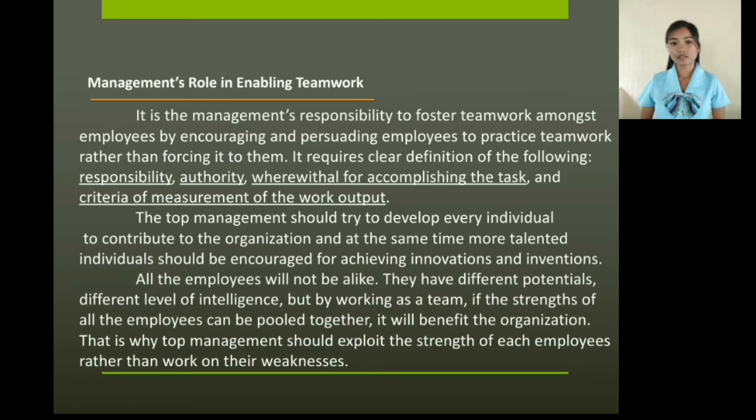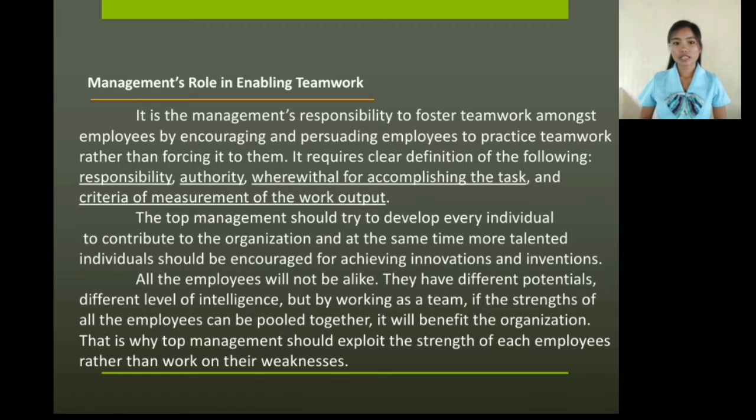Management's role in enabling teamwork. It is the management's responsibility to foster teamwork among employees by encouraging and persuading employees to practice teamwork rather than forcing it on them. It requires a clear definition of the following: responsibility, authority, wherewithal for accomplishing the task, and criteria of measurement of the work output.